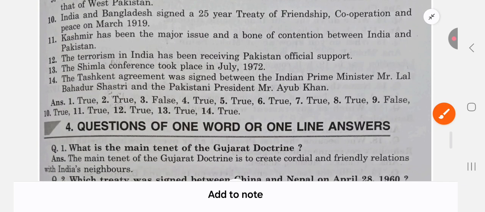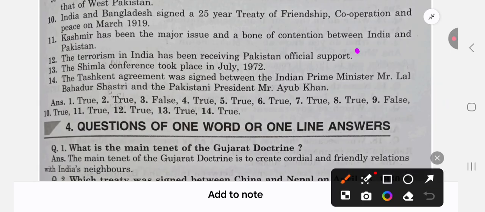Next question is: the terrorism in India has been receiving Pakistan's official support. That is true.